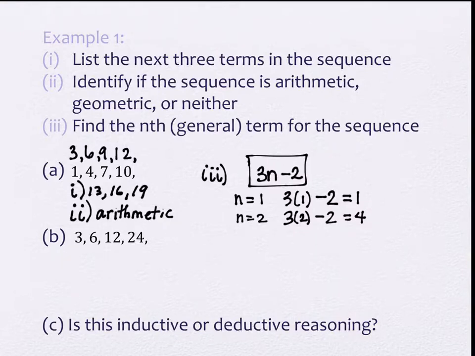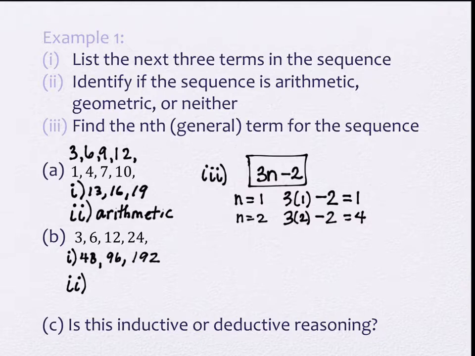How about B? Do you see a pattern? Yeah, it's multiplication by 2. So our first question that we're supposed to answer is what are our next 3 terms? So what's after 24? 48. 96. 192. Fabulous.